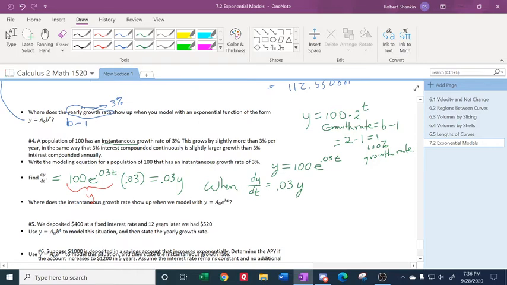What this is saying is the change in the population over the next year would be 3% of what its current population is, provided we stay on the tangent line. So if its initial population was 100, what do we expect the population to grow by over the first year? It would be 0.03 times the current population, which is 100.